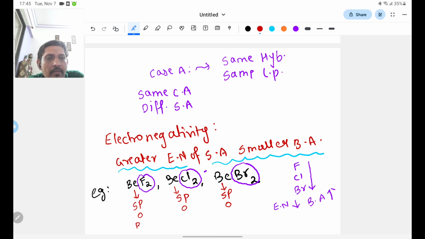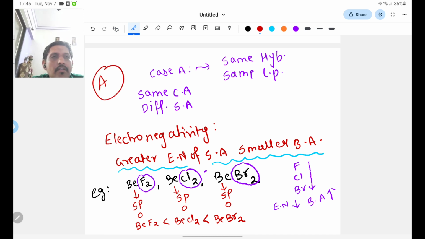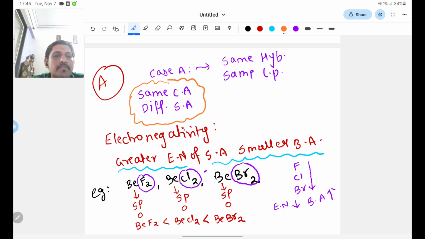So our correct order will be BeF2, BeCl2, and the highest one will be BeBr2. So this is our case A, where we have molecules with the same hybridization and the same lone pair electrons, but the same central atom and different side atoms. So we arranged the bond angle by using electronegativity. What does the rule say? Greater the electronegativity of the side atom, smaller will be the bond angle.